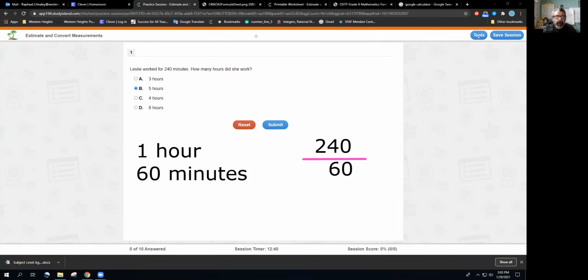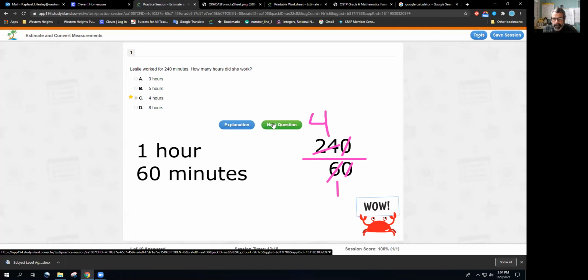Is there a calculator on here? Okay, so in this particular example, the machine does not have a calculator for you. That's fine. I'm going to cancel out the zeros because they're divisible by 10. And 6 goes into 24. Well, 6 goes into 6 one time. And 6 times 4 is 24. So the answer is 4 hours. Okay? And then you would submit your answer. And I got a crab that pops out and says, wow, I'm excited.